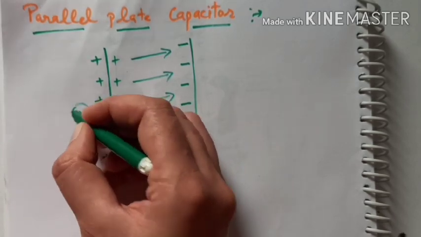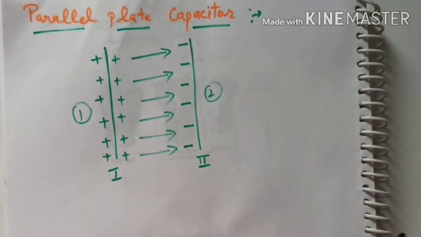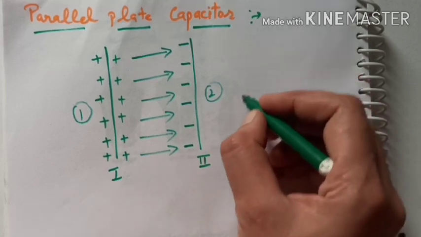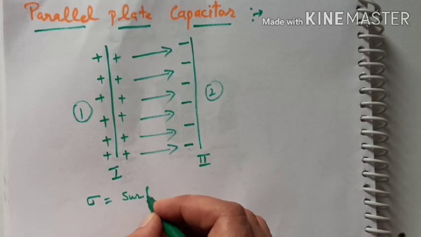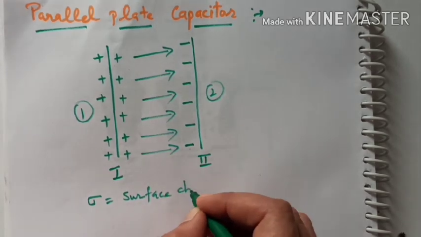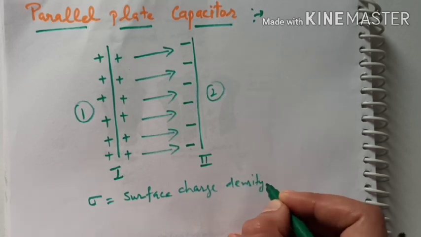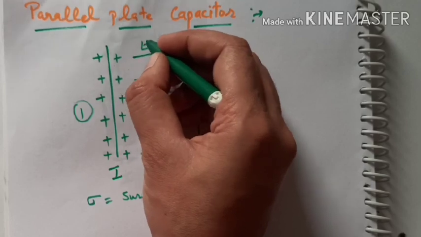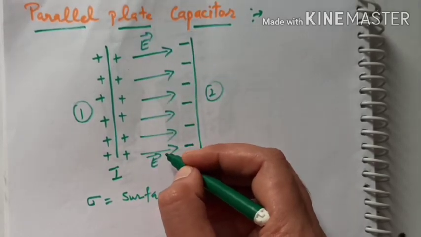So this is reason number 1. This is reason number 2. Sigma is the surface charge density of these plates. So here sigma is the surface charge density. This is the direction of the electric field between these two plates.